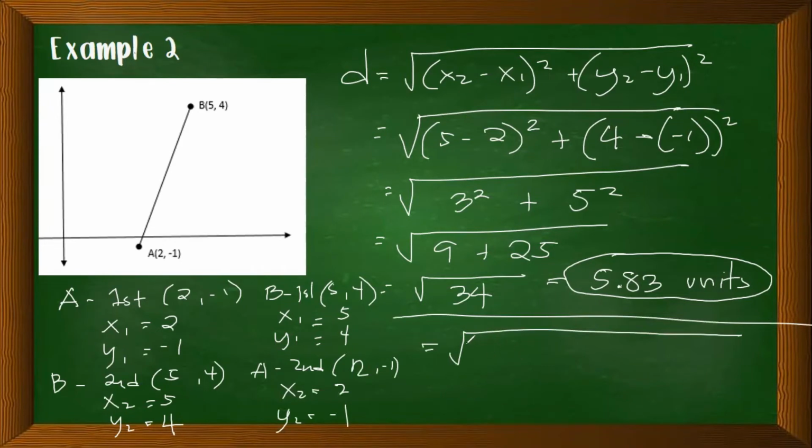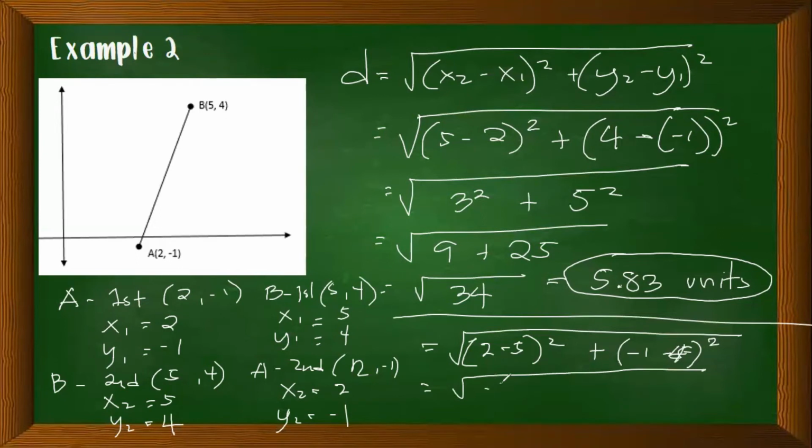So, x sub 1 and y sub 1. x sub 2 minus x sub 1. So we have 2 minus 5 squared plus negative 1 minus 5. Not minus 5, minus 4 squared. So the result now is negative 3 squared plus negative 5 squared.